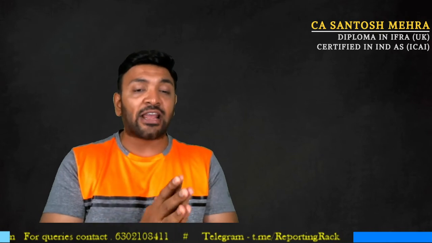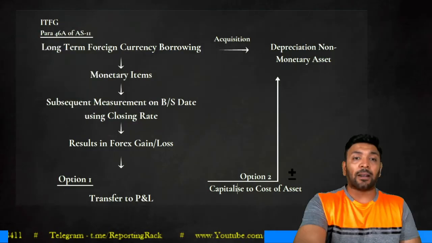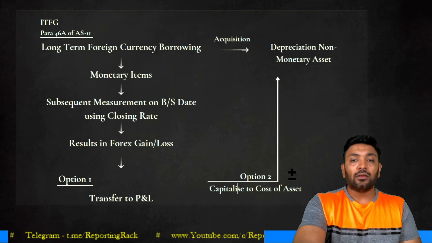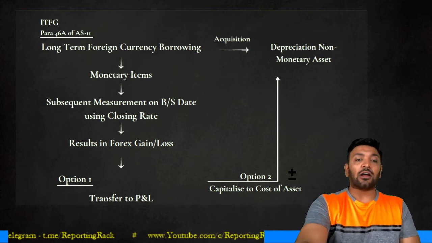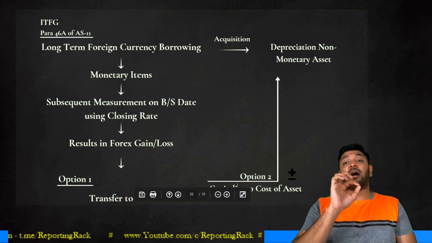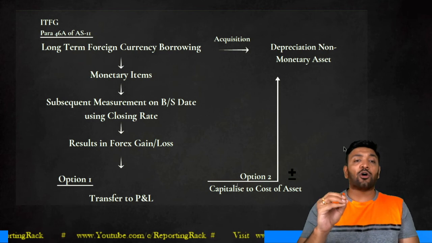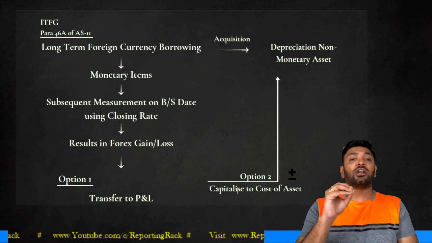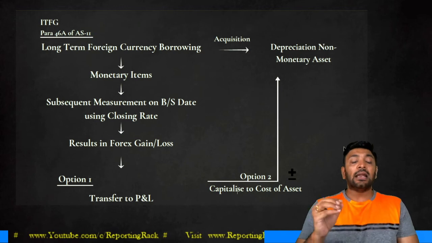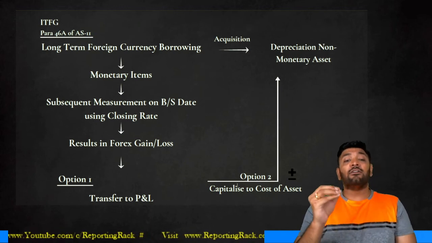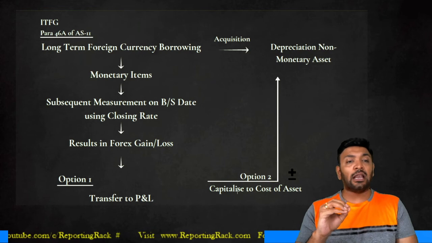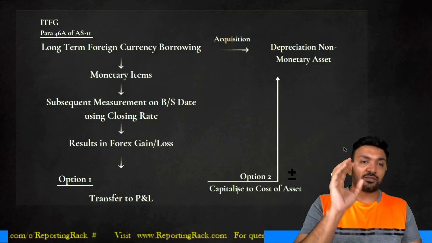This is not a part of Ind AS 21, but it is given as an ITFG, Ind AS Transition Facilitation Group. So they have given this clarification saying that this provisions can apply. Look at what he's saying now. He says, if I have a long-term foreign currency borrowing with which I've acquired a depreciable non-monetary asset, your long-term foreign currency borrowing is a monetary item subsequently measured using closing rate on balance sheet date. It resulted in an exchange gain or loss, which at the option 1 can be transferred to P&L or option 2 can be capitalized to the cost of the asset.